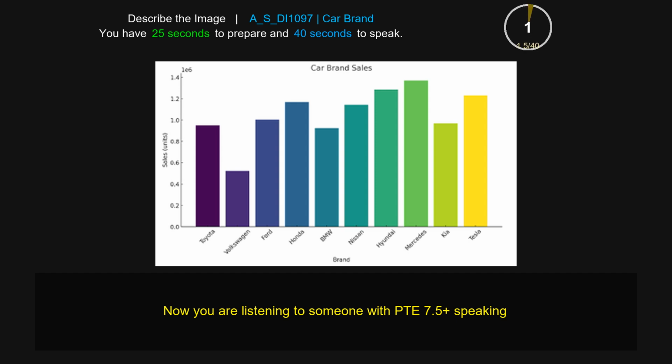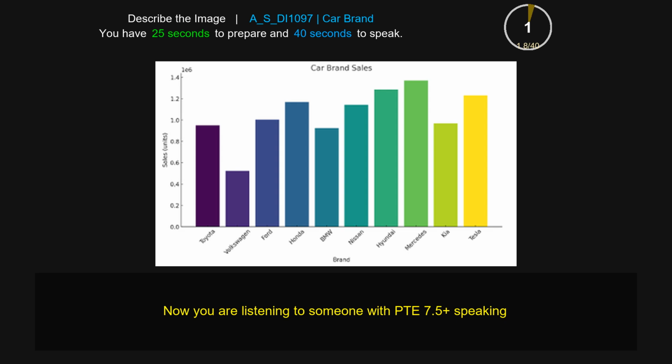The bar graph shows the information about car brand sales, where the X axis represents brands and the Y axis represents sales in units. It also provides information about the top in different categories. The maximum data was counted by Mercedes, that was 1.4, followed by Hyundai, that was 1.3, and the minimum data was counted by Volkswagen, that was 0.5. Overall, the image was very interesting and informative.